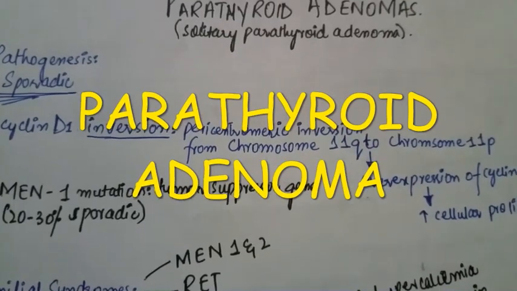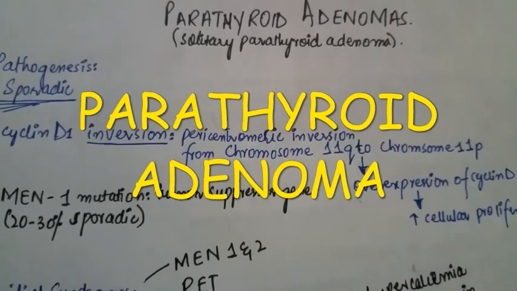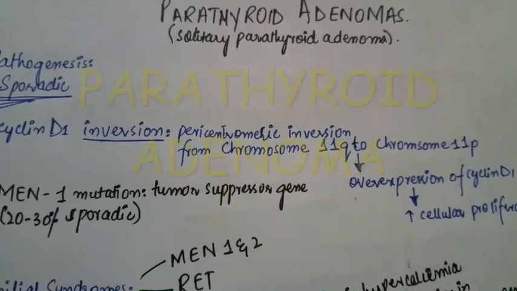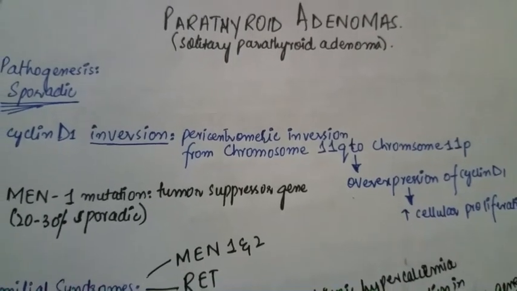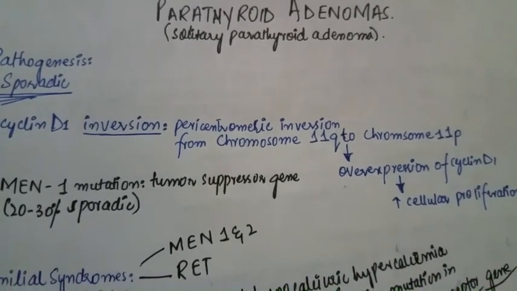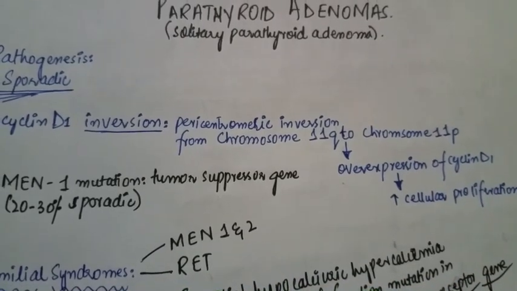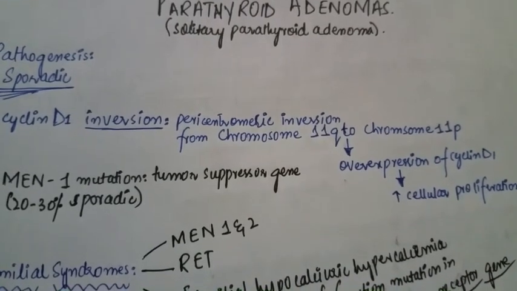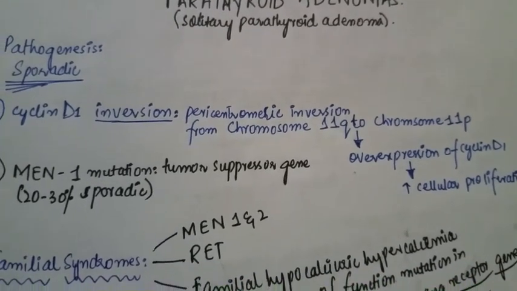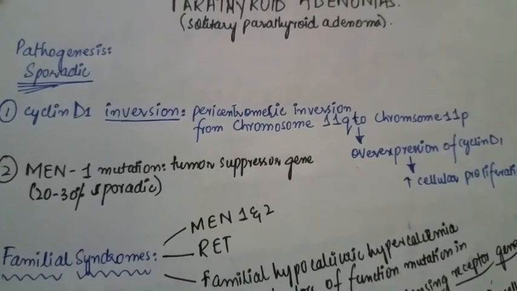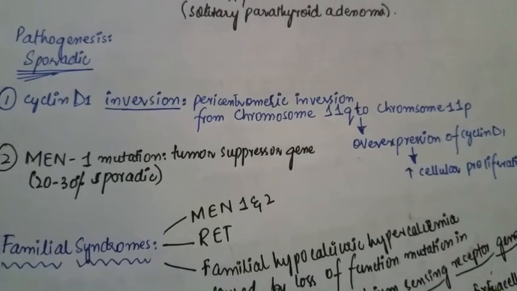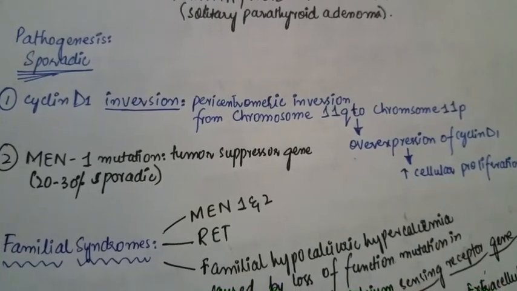Now come to the parathyroid adenomas. What are parathyroid adenomas? Parathyroid adenomas are basically benign tumors of the parathyroid gland. They are present in solitary form, so known as solitary parathyroid adenoma. What is the pathogenesis behind the formation of the parathyroid adenoma? There are sporadic causes and familial syndromes.